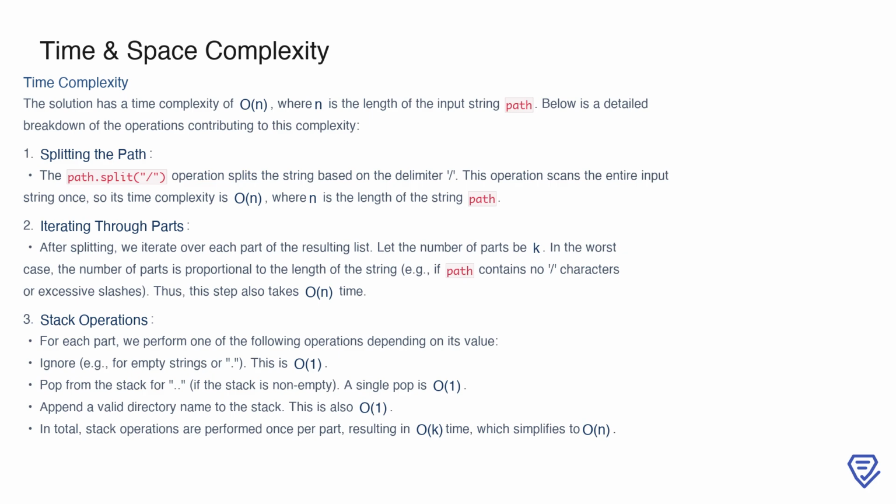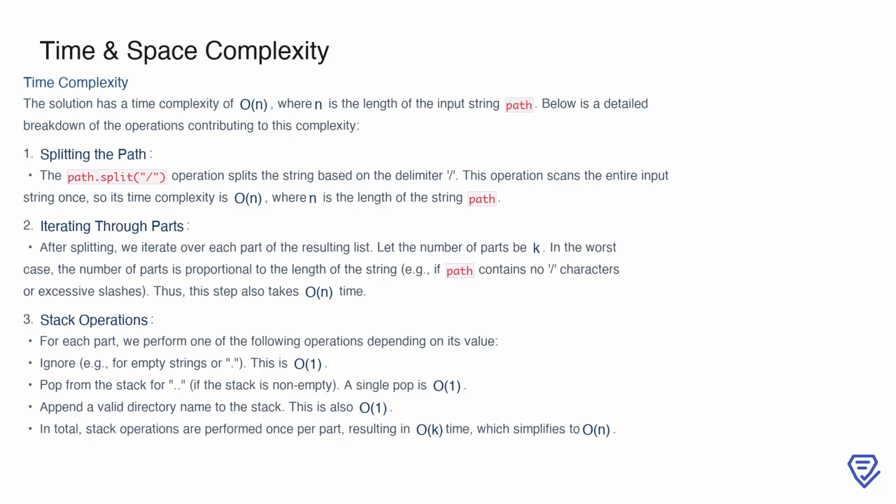The time complexity of our solution is O(n), where n is the length of the input string path. This is because we process each character in the input exactly once. First, the operation path.split("/") scans through the entire string to split it into parts based on the / delimiter. This step alone takes O(n) time, as it requires examining each character.